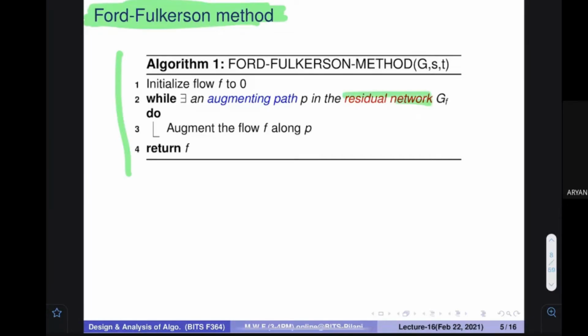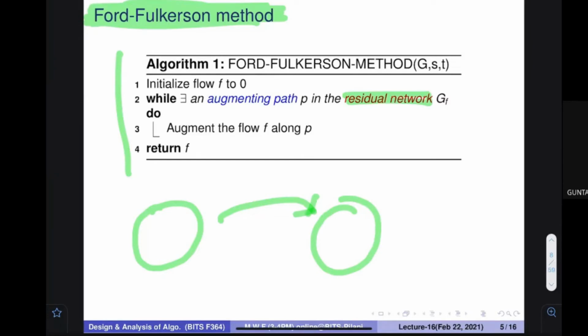Very simple, three-line, very straightforward algorithm that tells you to create a residual network. You create a residual network. What do I mean by this? Given a graph, you are going to create another graph that is called the residual graph. We are going to talk about this later. From the given graph, you are going to create another graph, the residual graph. And in this graph, you search for something called an augmenting path.